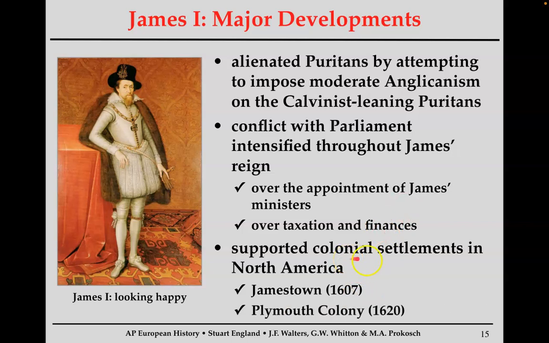Additionally, just something to note is James I is the one responsible for the first successful permanent establishment in North America, Jamestown, 1607, which you'll thoroughly know next year when you take APUSH or U.S. history. So we start seeing the importance of English colonization in North America with King James I.